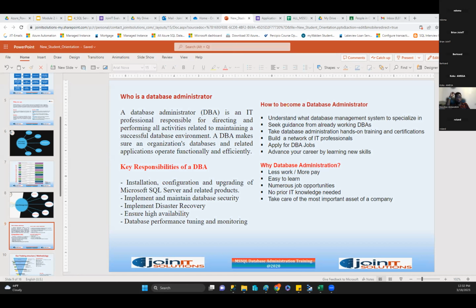Now, once you've understood their environment, when they are rolling in new programs, what happens? They continuously train you. They train you just because you already understand their systems. It's going to be very easy for you to understand the new things they're implementing, instead of bringing someone different. And next, database administration takes care of the most important asset of the company.